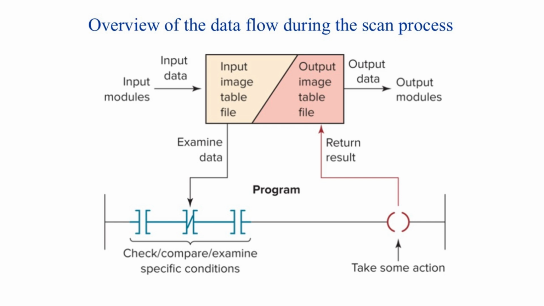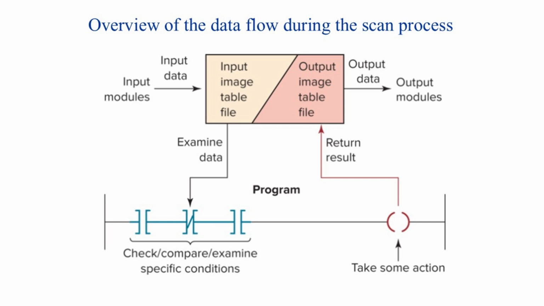The scan is normally a continuous and sequential process of reading the status of inputs, evaluating the control logic, and updating the outputs. This figure shows an overview of the data flow during the scan process. For each rung executed, the PLC processor will examine the status of the input image table bits, copy the status of all of the input terminals to the input image table. If an input is active, the corresponding bit in the input image table will be set to a 1.